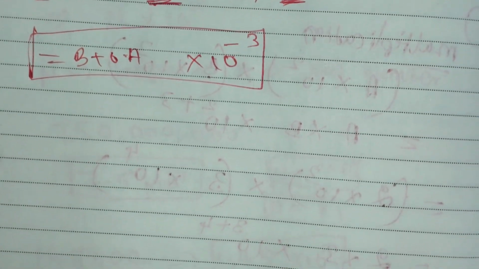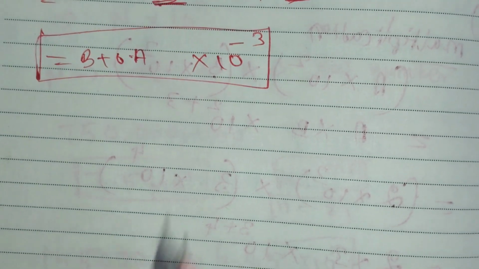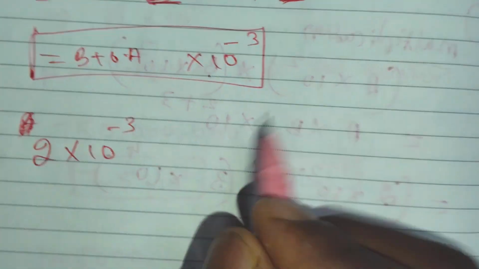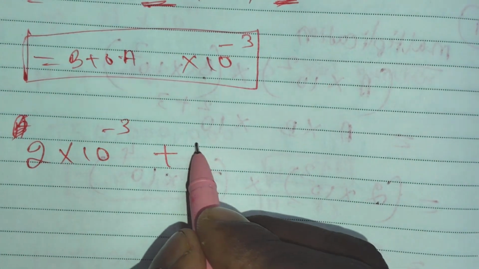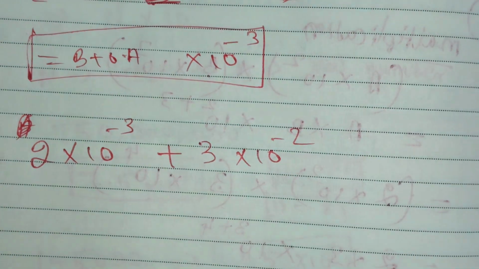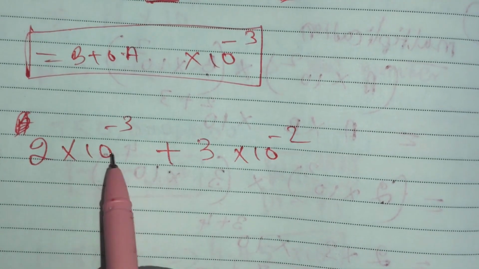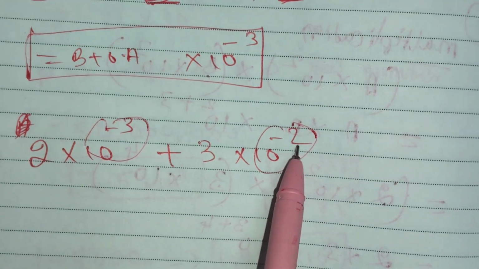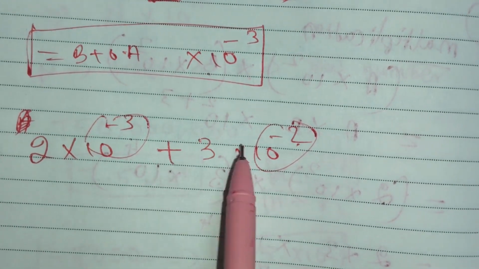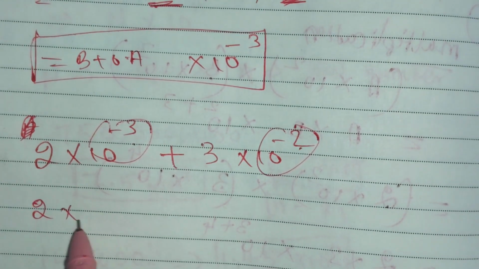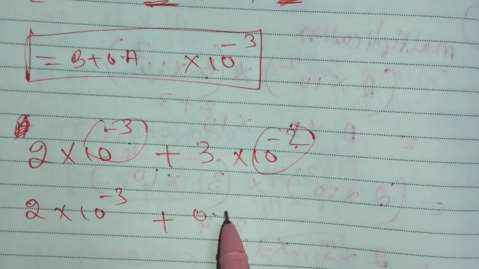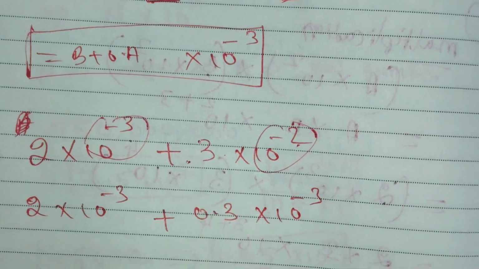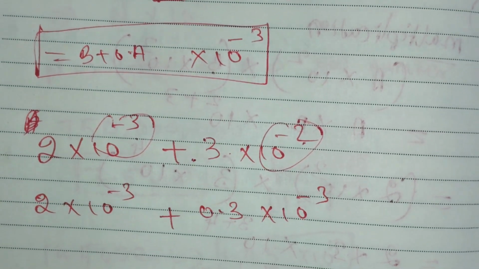For example, let us substitute the values. For example, 2 into 10 to the power of minus 3 plus 3 into 10 to the power of minus 2. So here we have 10 to the power of minus 3, and here 10 to the power of minus 2, so we convert this 10 to the power of minus 2 into 10 to the power of minus 3. So that's 2 into 10 to the power of minus 3 plus 0.3 into 10 to the power of minus 3. Actually, this decimal is converted from right to left.